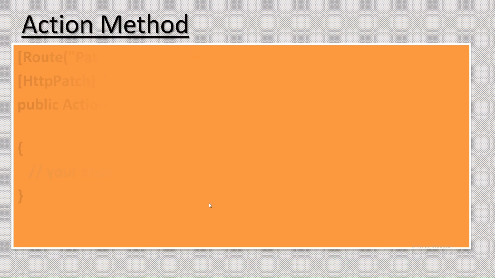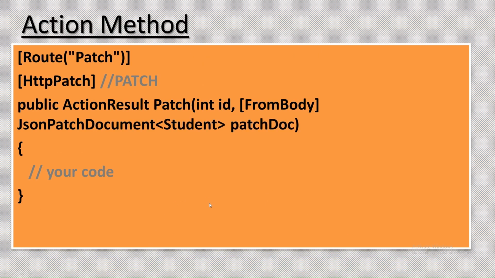So in the action method, how would we define that? We would have it as the route. In the route we would mention the action method name, or whatever name we want to put there. Mark it as the HTTP patch, and in the action result we pass in the int id, the ID column's value. Then in FromBody we pass JsonPatchDocument, and in angle brackets the class name, that's the table's name, and a variable patchDoc, and then we use that.